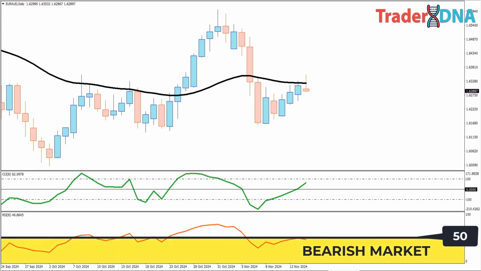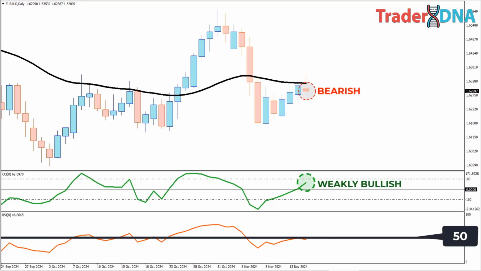Now, let's examine this in a practical example. In this chart, the price is below the moving average line, which indicates that the market is still in a bearish condition. Meanwhile, the CCI line is above the 0 level and pointing upward, signaling that the CCI reads the price action as weakly bullish since it has not yet crossed above the 100 level. On the other hand, the RSI line hovers around the 50 level, but remains below it, suggesting a bearish tendency from the RSI's perspective.